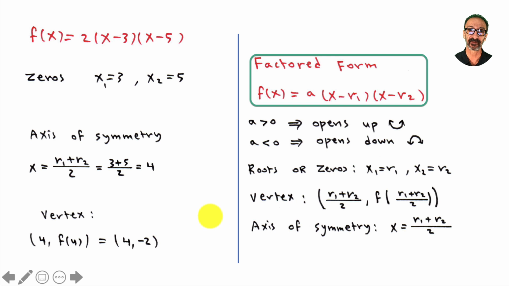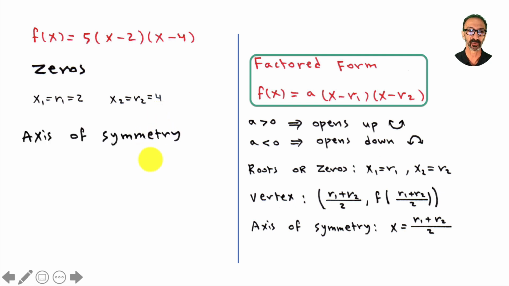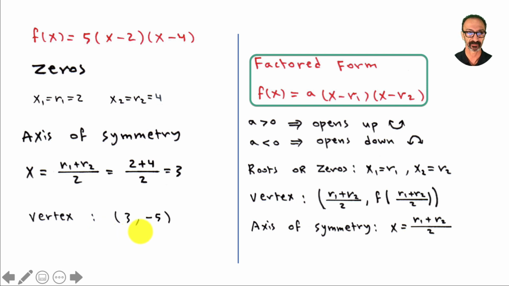Let's take another factored form. This opens up, crosses the x-axis at 2 and 4. Zeros will be 2 and 4. Axis of symmetry will be right in between, which is 3. The vertex will be the average of the roots, which is 3, and its output, 3 and -5.